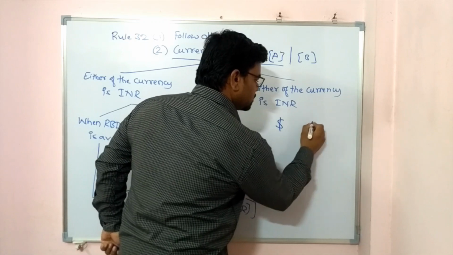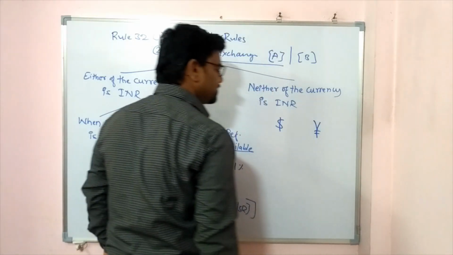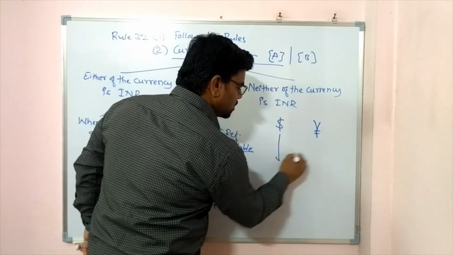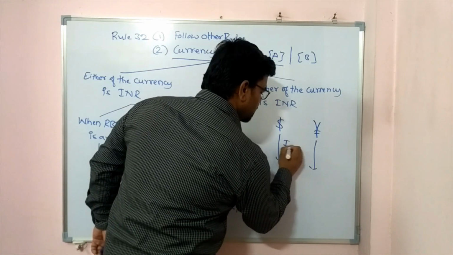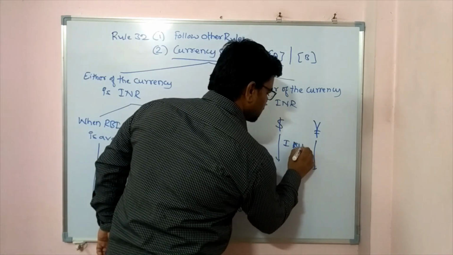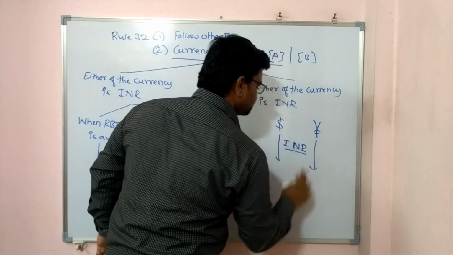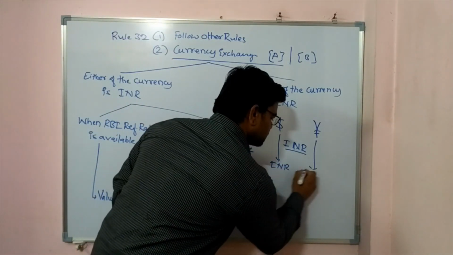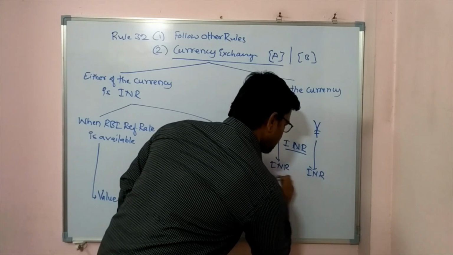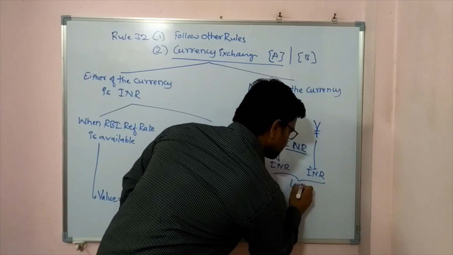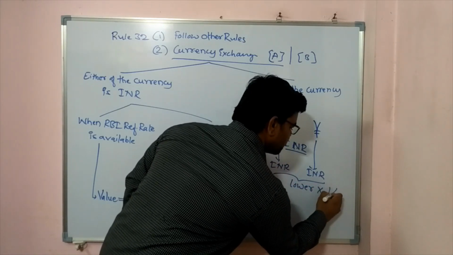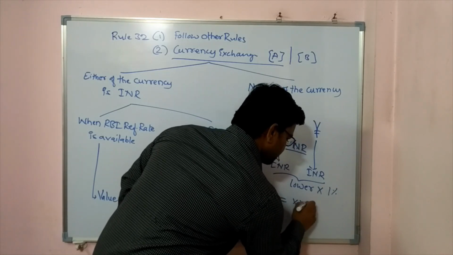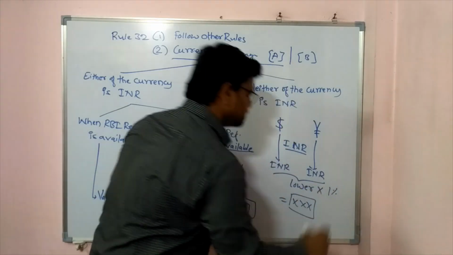Suppose I have dollar and I want to convert it to Japanese yen. Now I have to convert these both into Indian rupee, INR. Now I will have two INRs. I will have to consider lower of these two into 1%. If I do this, I will get value, and this is my answer.